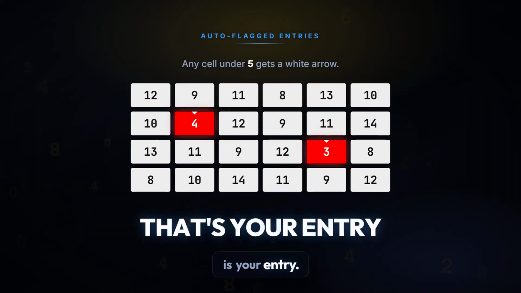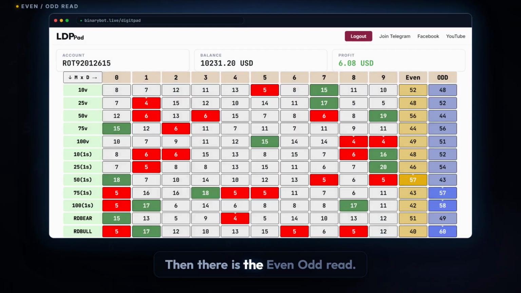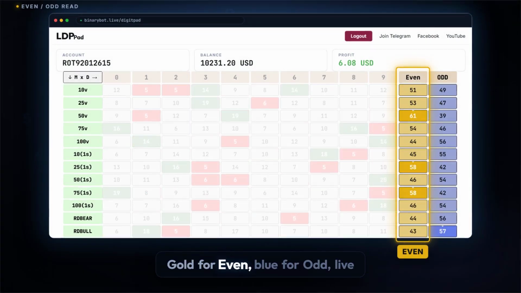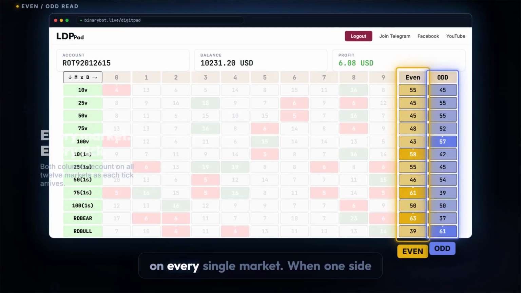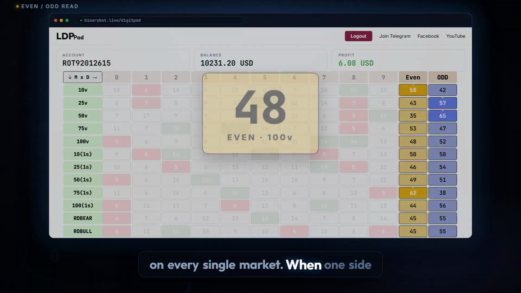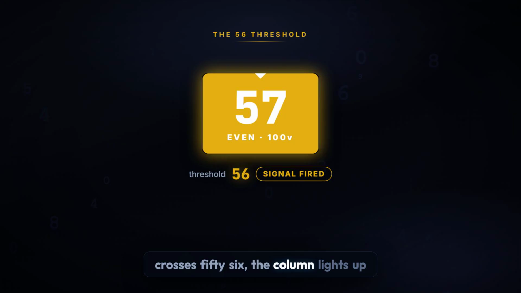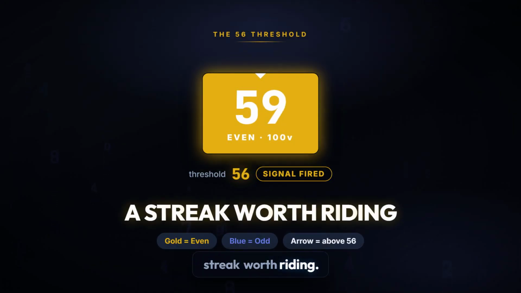That is your entry. Then there is the even-odd read. Gold for even, blue for odd, live on every single market. When one side crosses 56, the column lights up and throws an arrow. That is a streak worth riding.